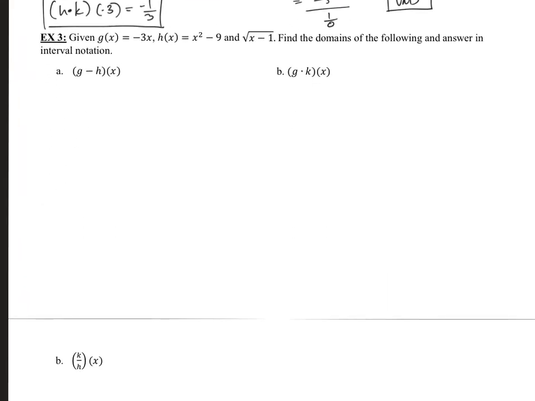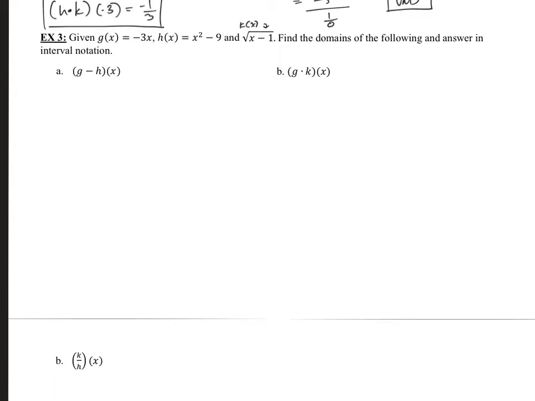Alright, so let's look at example 3. Given g of x equals negative 3x, h of x equals x squared minus 9, and k of x equals the square root of x minus 1. Find the domains of the following and answer in interval notation.